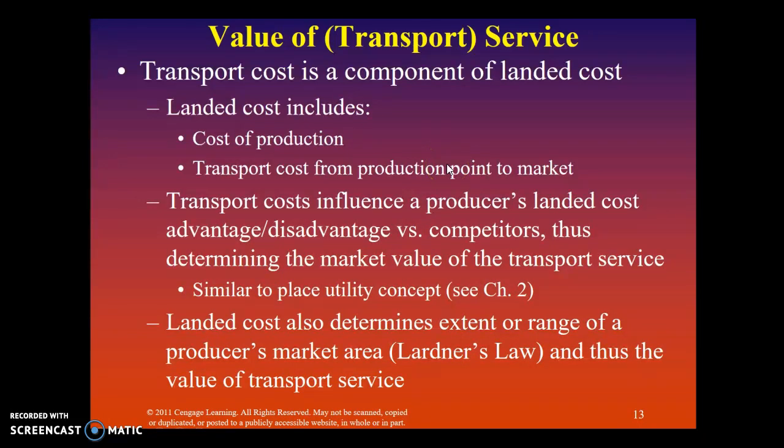When we think about price elasticity, we're also going to think about value. When we think about transportation costs, we look at things like landed cost: how much does it cost to produce something, and how much is the transportation cost from the production point to the market? How much money is that going to entail from point A to point B? We also want to think about the advantage and disadvantage versus our competitors, and also market value. We will talk a little about place utility in chapter 2 and how that can be directly related to landed cost. But we also look at how much is a producer's market and how much is the value of that transport service.